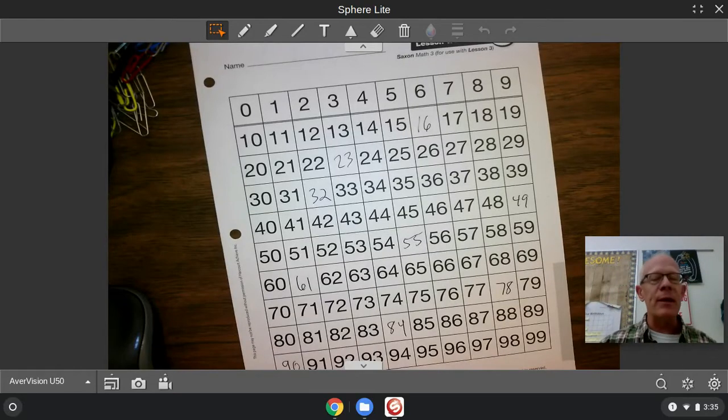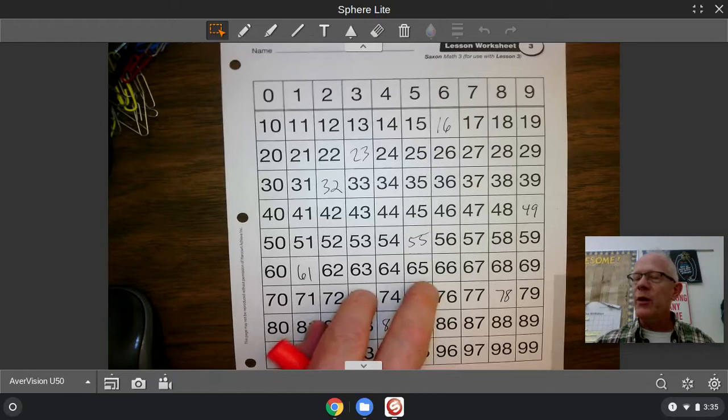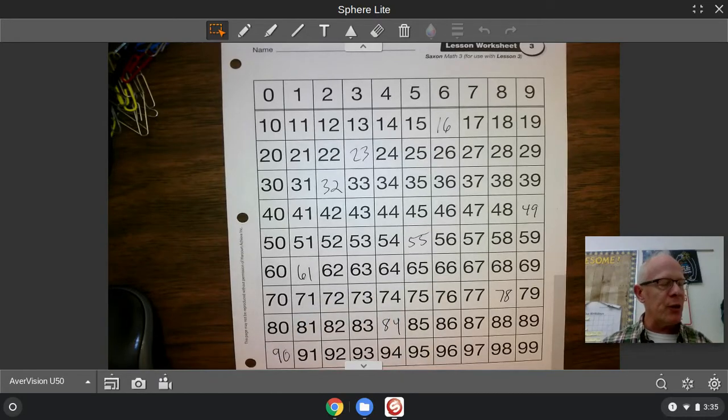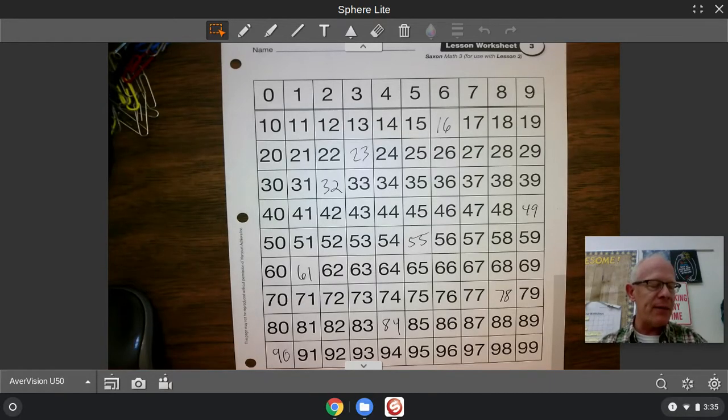Now, here's what I would like you to do. Weeks ago, we used this sheet, and I asked you to put it in your math folder, right? Remember that? I asked you to put it in your math folder. Well, here's what I would like you to do. I would like you to color 5 even numbers that are greater than 20 using a red crayon.